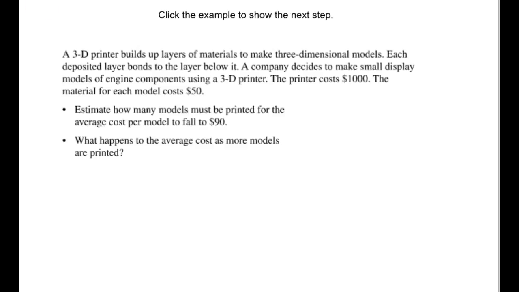Okay, so then here's our example number 5. A 3D printer builds up layers of materials to make three-dimensional models. Each deposit layer bonds to the layer below it. A company decides to make small display models of engine components using a 3D printer. The printer costs $1,000. The material for each model costs $50. Estimate how many models must be printed for the average cost per model to fall to $90. Then the second part of the question is what happens to the average cost as more models are printed?